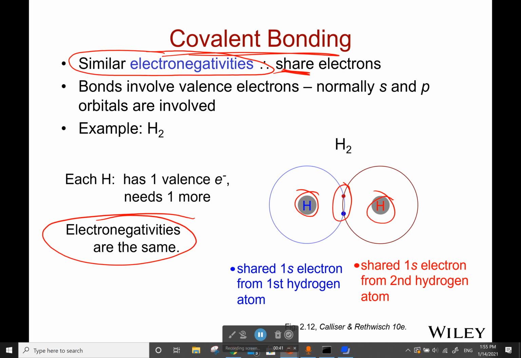Now you might be wondering, okay, well what about if it's like 2.1 and 2.2? Well, then it's mostly covalent, but it'll have something called ionic character. The more the difference, the more ionic character it has. The less the difference, the more covalent it is.